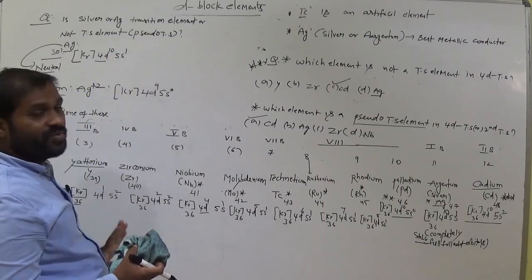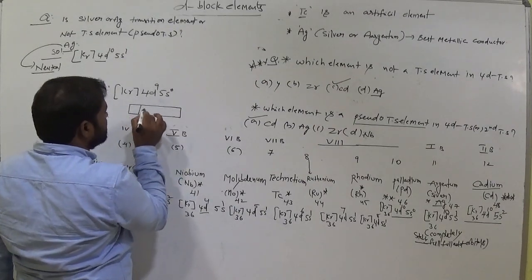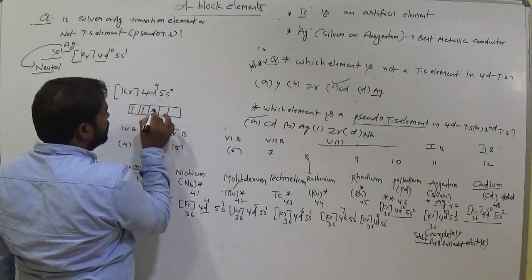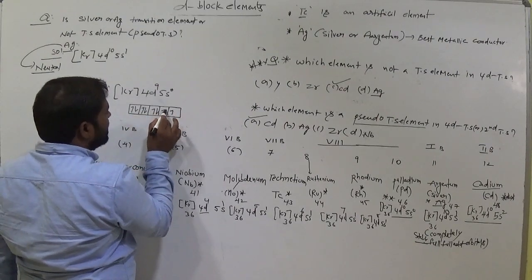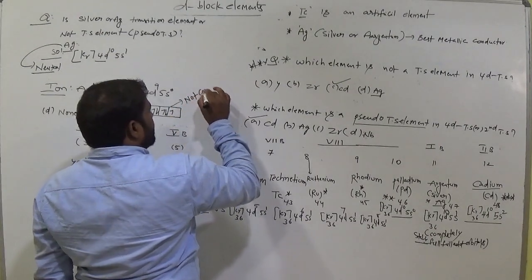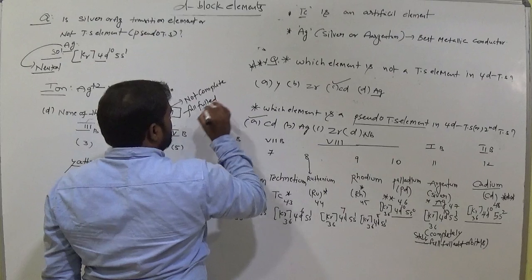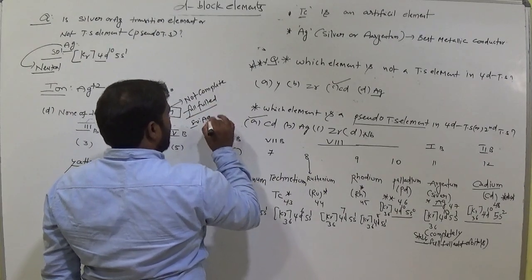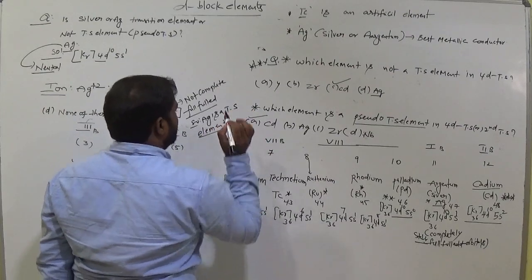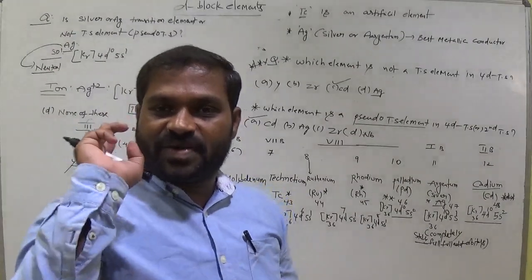Then 4d9, am I right? If you observe clearly, there is no complete filling of electrons in 4d9. 4d9 means 1, 2, 3, 4, 5, 6, 7, 8, 9. So not completely fulfilled. So silver is a transition element, not a pseudo transition element. Very important. Clear, students? It can lose 2 electrons. One is from s, another one is from d.